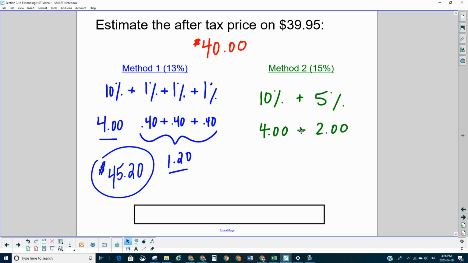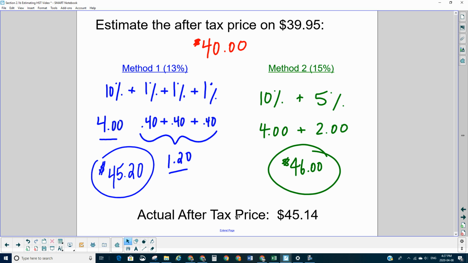And we'll add that up. So 4 plus 2 is $6. That's a really good estimate. Plus on tax, plus the $40 gets us $46 as our estimate. So if I've got $46, I know that I've definitely got enough money to pay for this item. We can see the first is more accurate because you're actually calculating 13% versus 15%. But I think you might agree that this math is much easier. Just finding half of this and adding these two numbers as opposed to small decimals and having to add it all up.